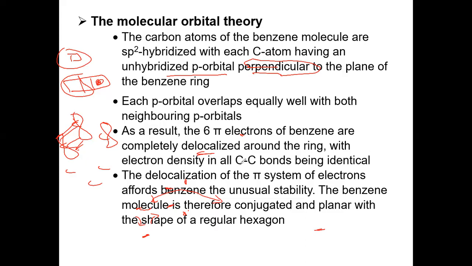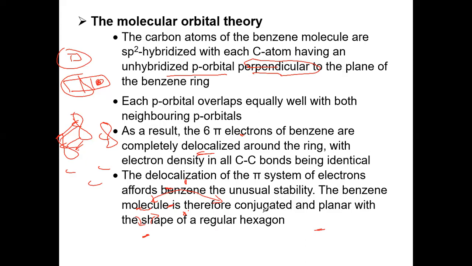Good. Now we are saying that the delocalization of the pi system of electrons affords benzene unusual stability. Usually, if electrons are stationary, if they are restricted in movement, sometimes they create a lot of repulsion that would lead to instability in the compound. In this case, the electrons in benzene have been made to be delocalized, that is, they are mobile. That means they can move freely, right? Once they are moving freely, it gives them some level of stability. That is the idea we are putting across here, right?